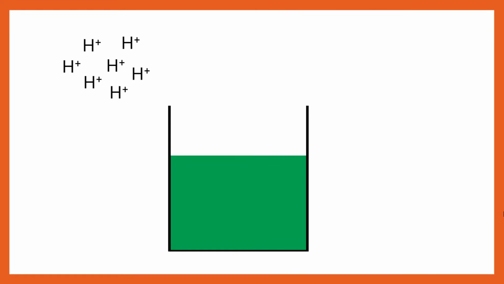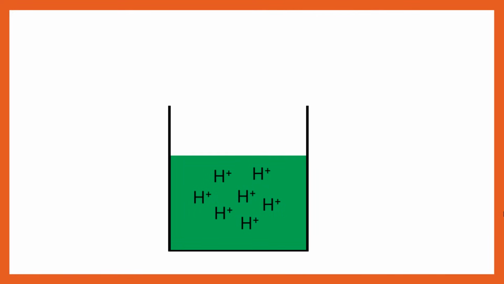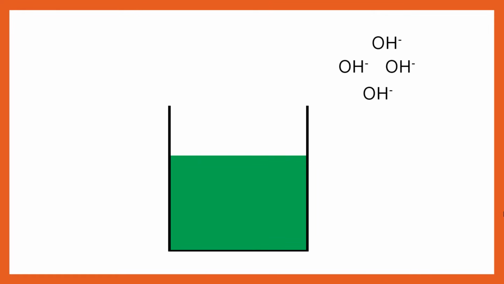We take some acid, as represented by some H plus particles. That's our particle for an acid. We add those H plus, which represents adding an acid, and unsurprisingly, the solution would turn a kind of red color. So universal indicator is indicating that we now have an acidic solution.